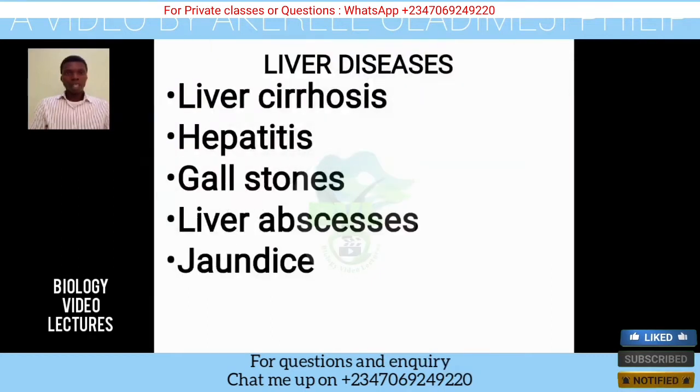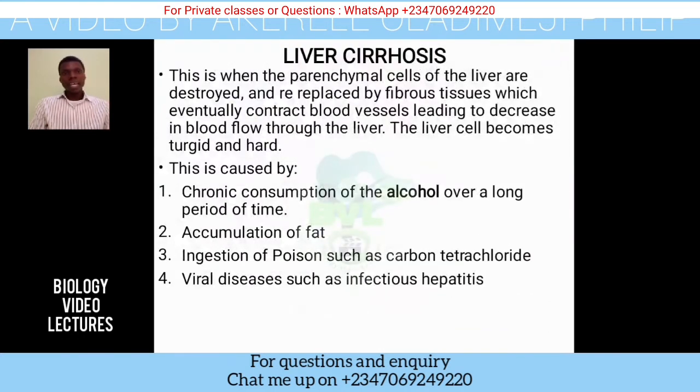So let's move on to liver diseases. We have liver cirrhosis, hepatitis, gallstones, liver abscesses, then jaundice. Now, liver cirrhosis is when the parenchymal cells of the liver are destroyed and replaced by fibrous tissue, which eventually contracts blood vessels, leading to decreased blood flow to the liver. So the liver becomes turgid, and all the blood vessels passing through it are squeezed. At the end of the day, the liver becomes turgid and hard.